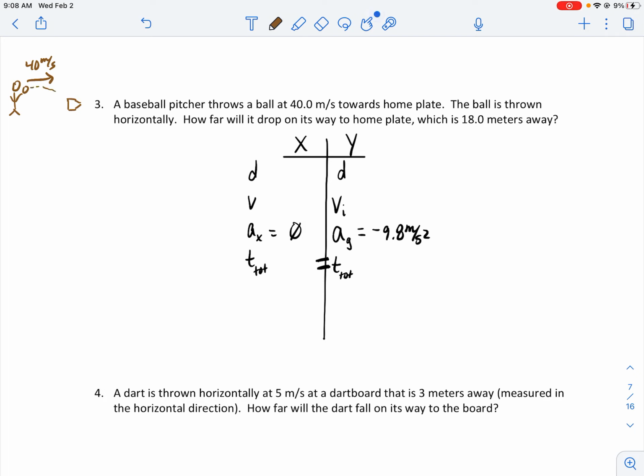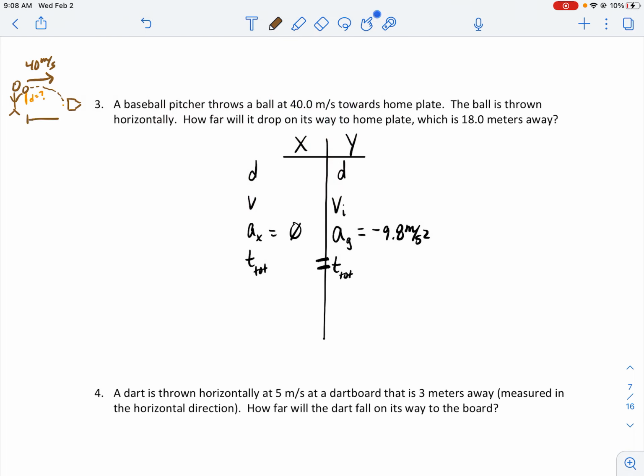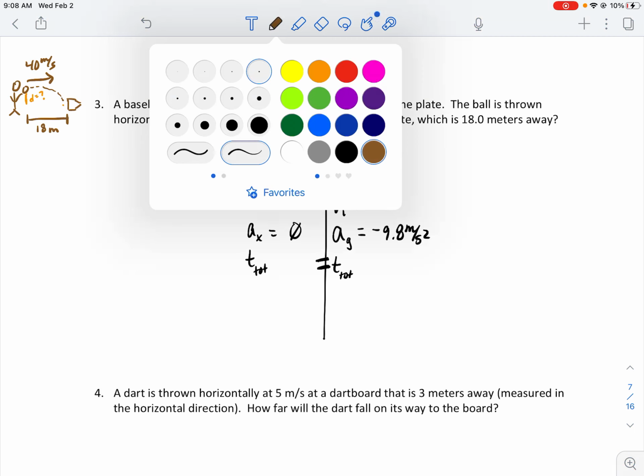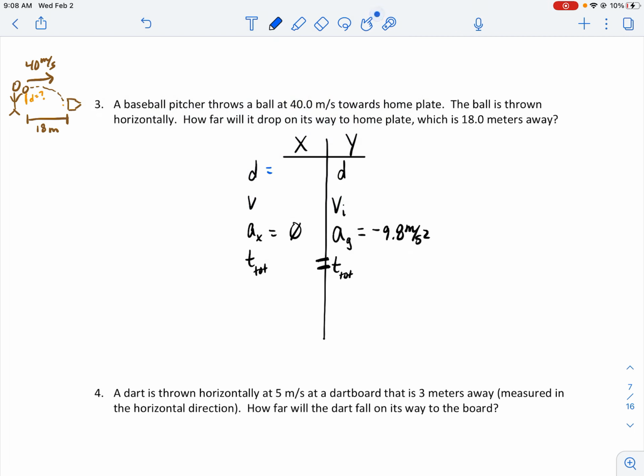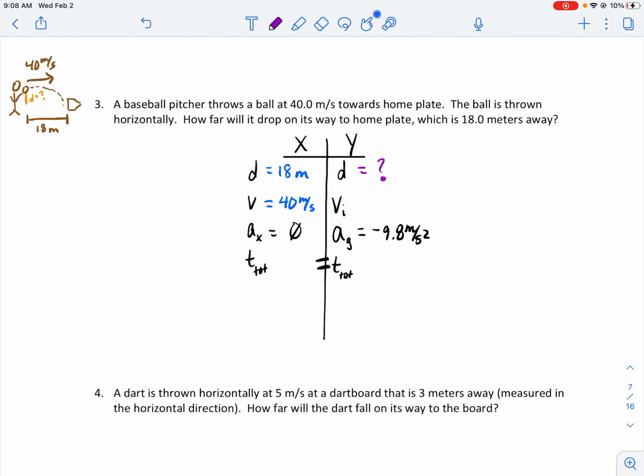So we know that in real life the ball is going to do this. So they want to know how far does the ball drop? So by the time it goes from here to here, how far is that drop? And so that is my unknown for this question. They tell me that the plate is 18 meters away from the pitcher. So let's put our information on our table. We have a horizontal displacement of 18 meters. They gave us the horizontal velocity of 40 meters per second, and they want to know this vertical displacement. So now we're solving for displacement on the vertical axis.